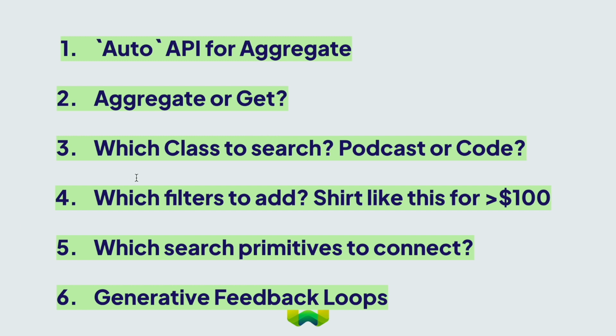So first of all, imagine you have two different classes in Weaviate. You have all the podcast transcriptions, and then you have the Weaviate code base. And you're asking a question like, how is this particular thing implemented? First asking that question to the language model of which class should you search. Then this idea that I love, which is which filters to add.